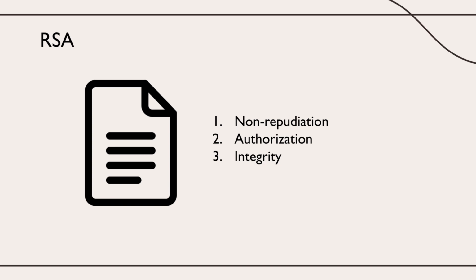Lastly, someone might also edit the document without permission and pass it off as the original. We need a way to show that the document has not been altered during transmission. Therefore, using this RSA encryption, we are able to ensure the non-repudiation, the authorization, and the integrity of the document file.